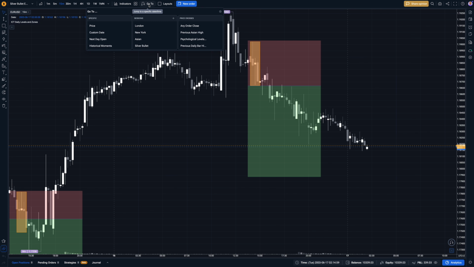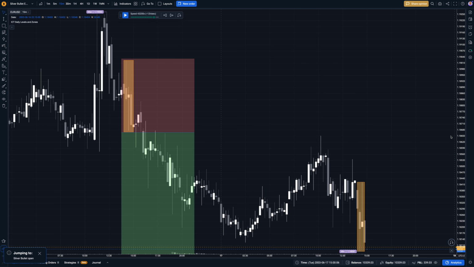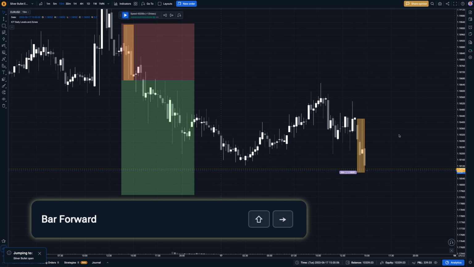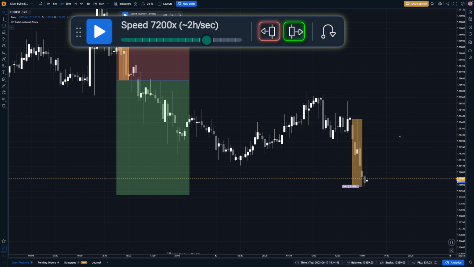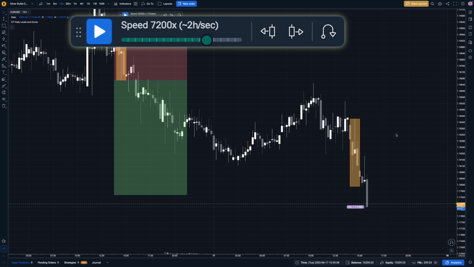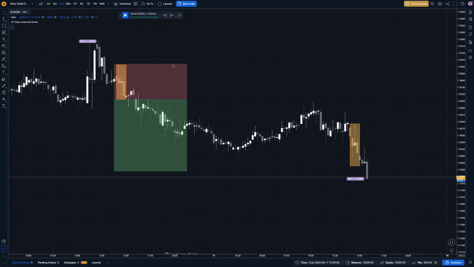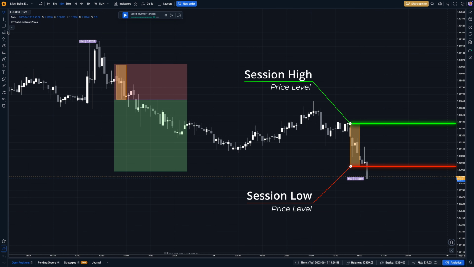Now we simply click Go To, then Silver Bullet, and it takes us straight to the next trade setup. Hold the Shift key and click on the right arrow to print candle by candle, or use your mouse to click forward or backward through candles using the slider. Here we have a high volume candle closing below the session low, which means we'll place our limit order right at the session low level.